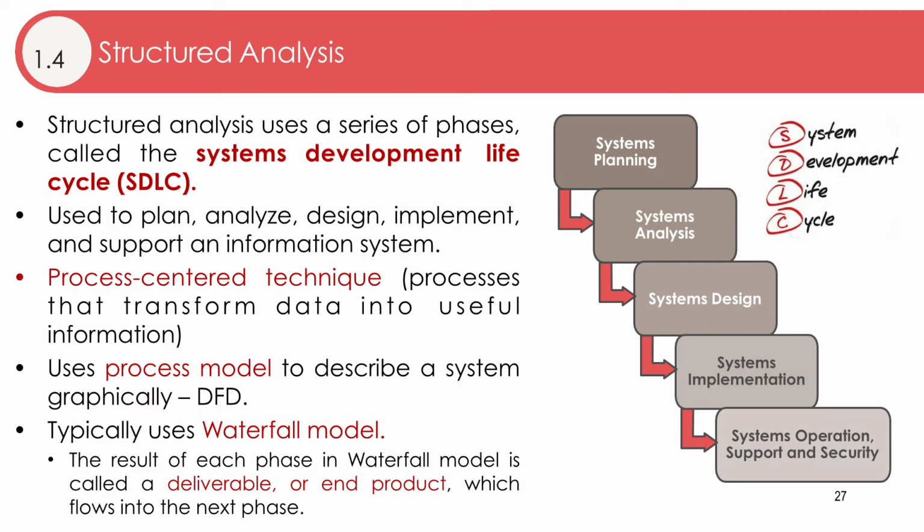So in SDLC or System Development Life Cycle, there are 5 phases altogether. They are system planning, system analysis, system design, system implementation, and lastly system operation, support and security. Each of the phases has its own tasks and also deliverables or output. For example, in system planning, you are required to plan the system. Usually the deliverable of system planning is the SDP document.